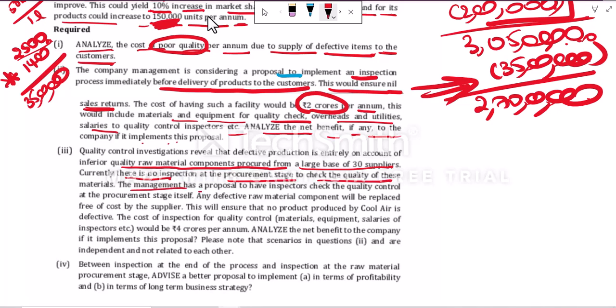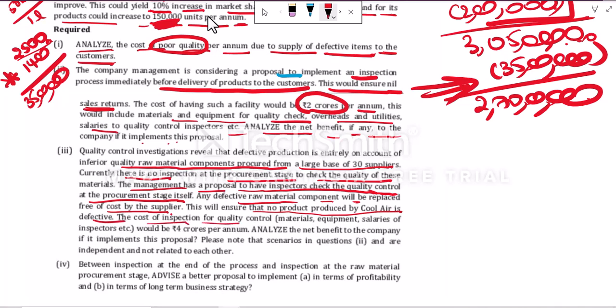Okay, the management has a proposal to have inspectors check the quality control at the procurement stage itself. Any defective raw material components will be replaced free of cost by the supplier. Okay, if they detect some defective raw material, they will return it to the supplier, and they will get another product in its place, and they will not incur any charges for the exchange. This will ensure that no product produced by Cool Air is defective.